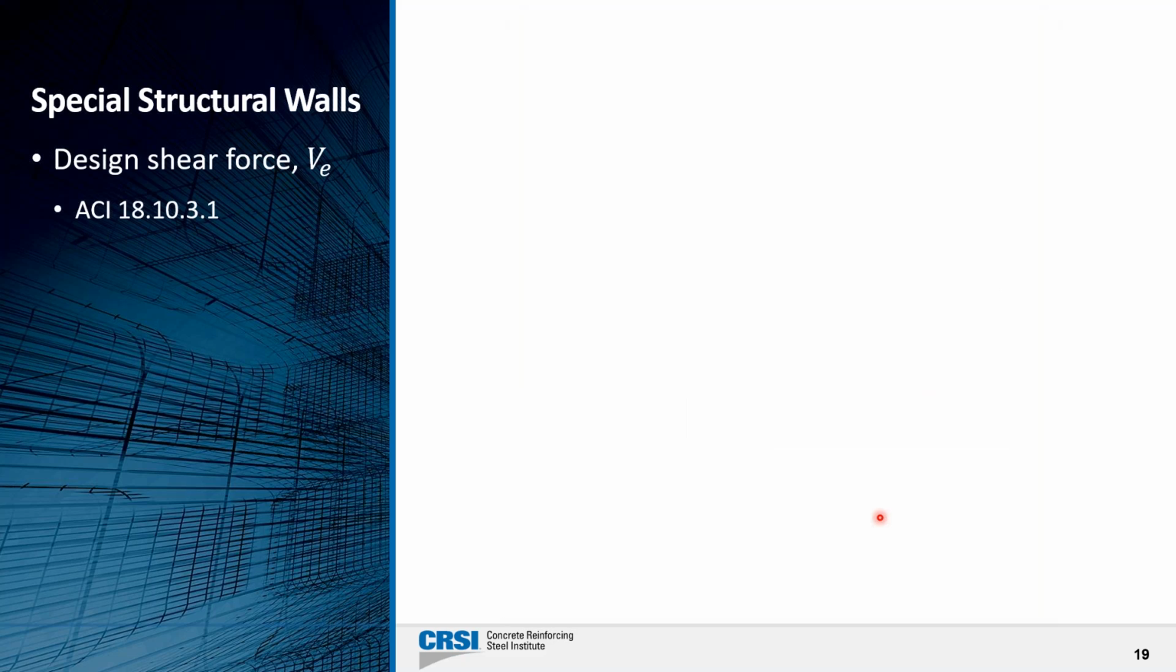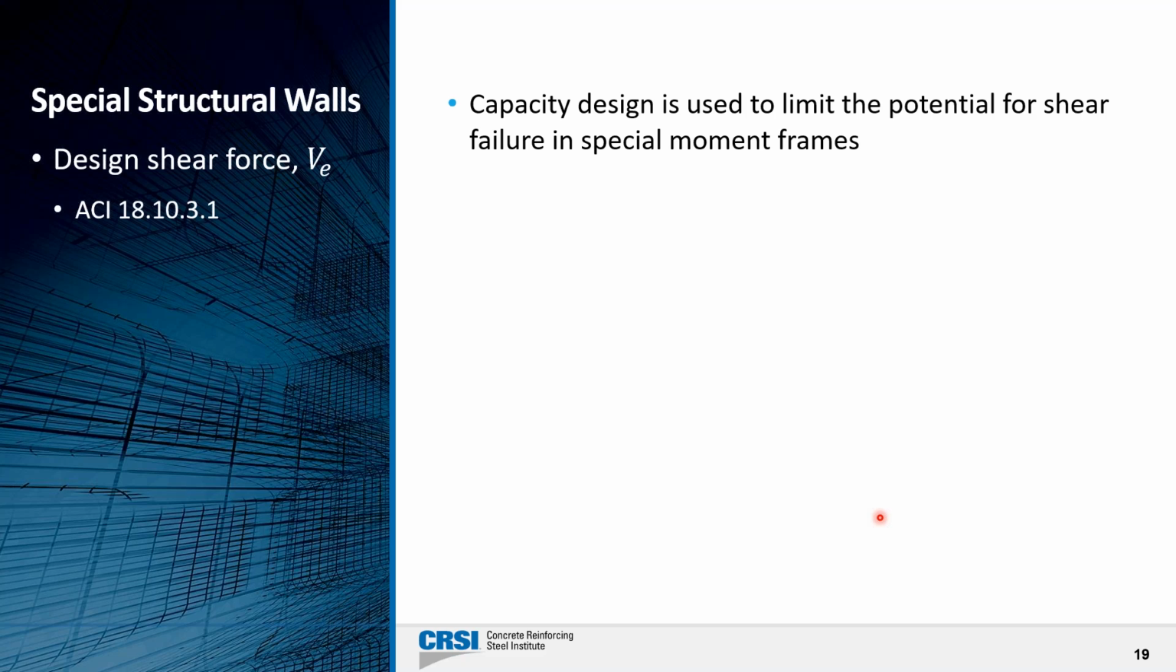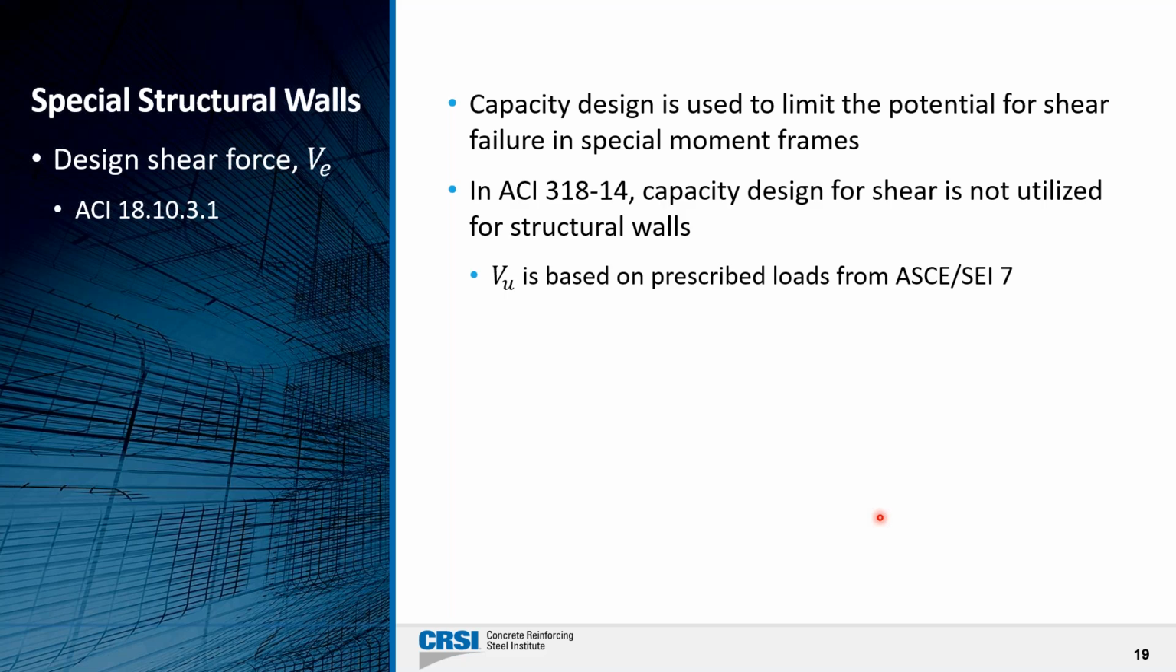All right, probably the most significant change occurred with the determination of the design shear force, which is now called V sub E. As we know in our special moment frames, when we design the beams and columns for shear, we design them based on the probable flexural strength of the member. In other words, what's the largest moment we would anticipate to occur? The reason we do that, we want the members to yield in flexure before they would fail in shear.